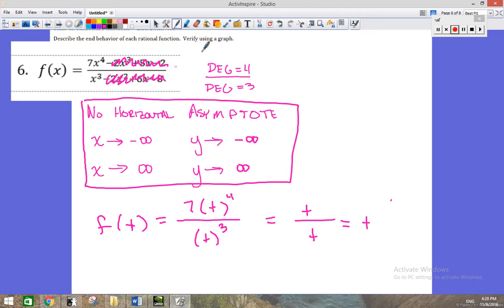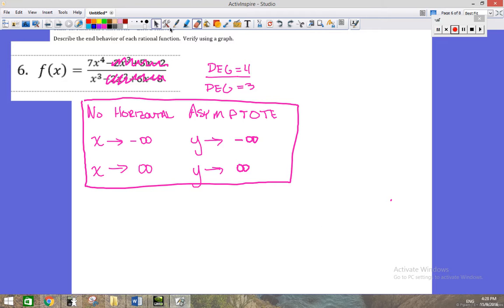So what do we expect our graph to look like? That's what it wants to do. It says to verify with a graph. So let's talk about that real quick.